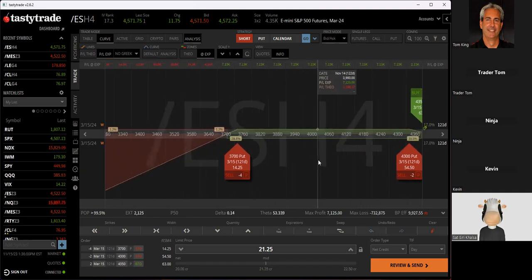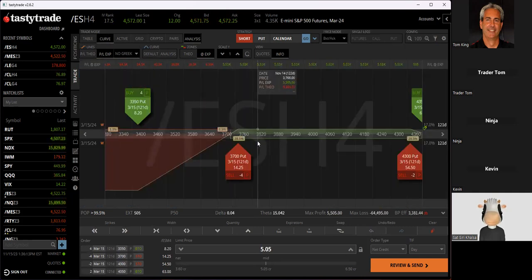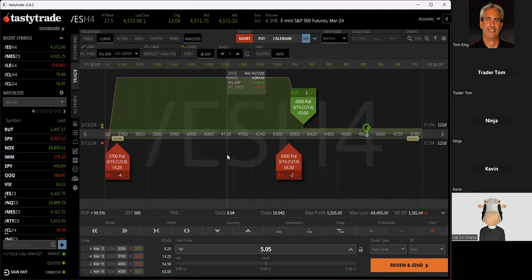If you're going to move to the 1122 trade, this is what that would look like now. So I would have to increase my size.